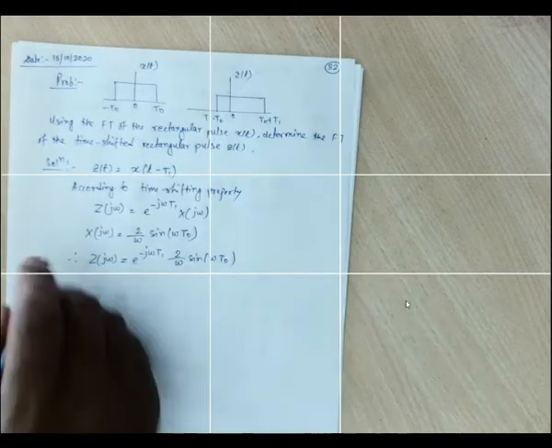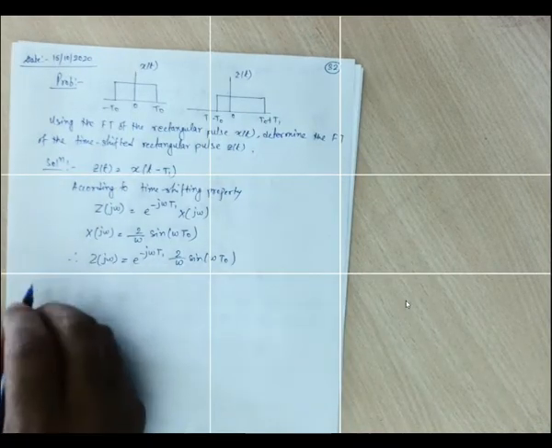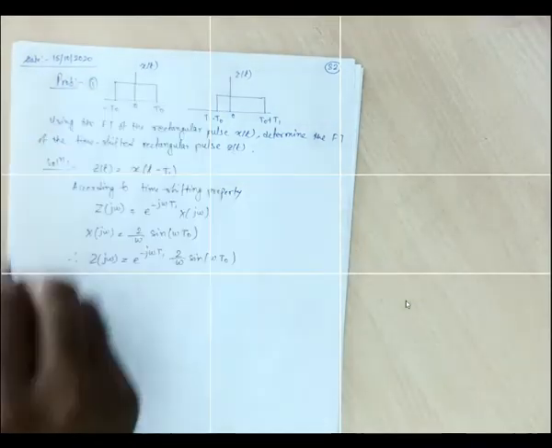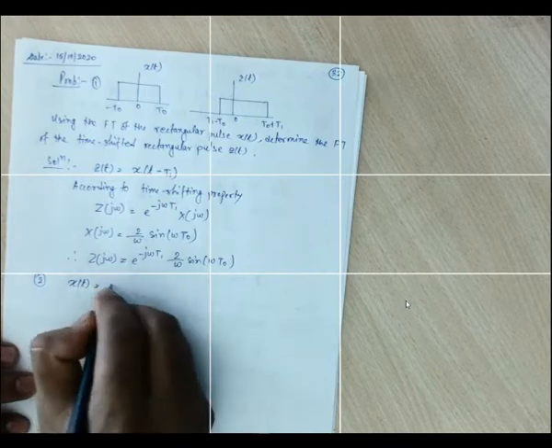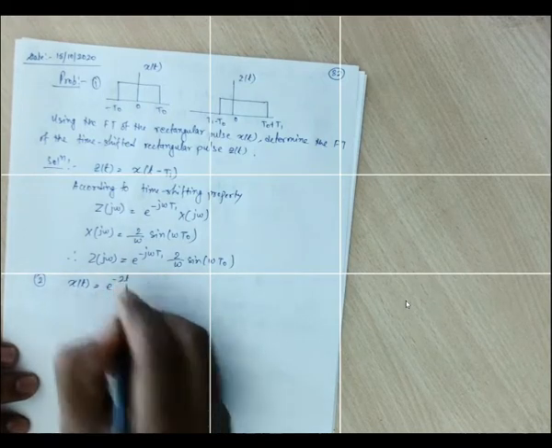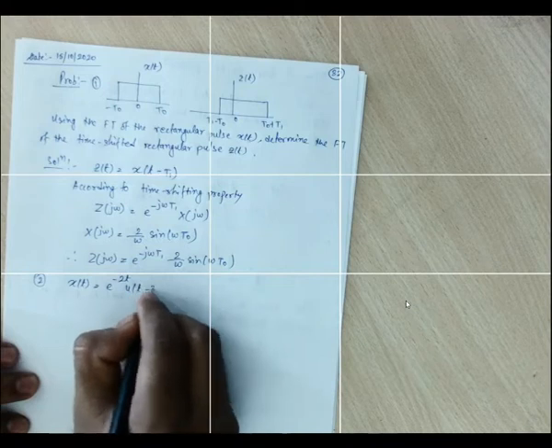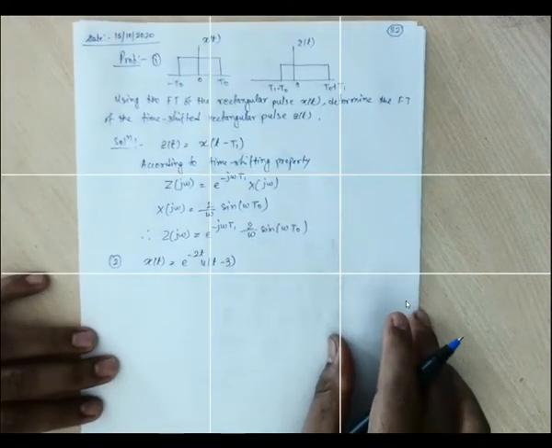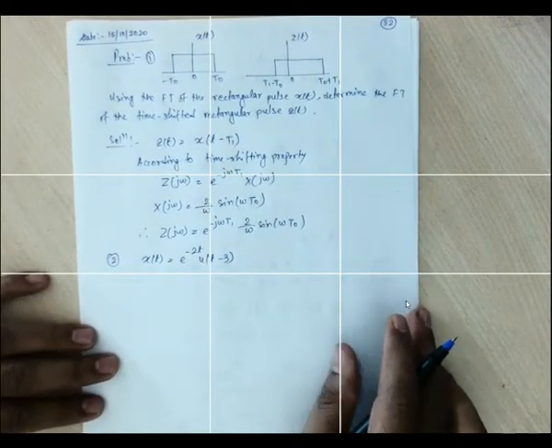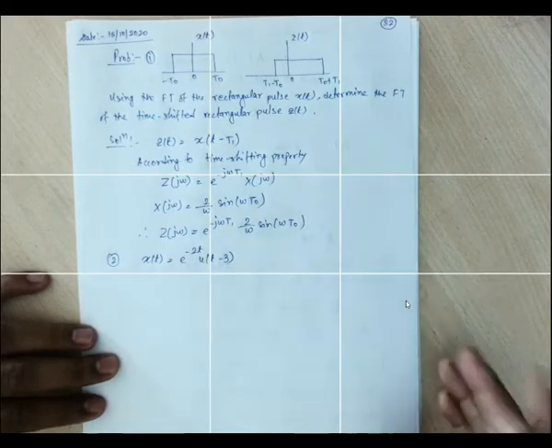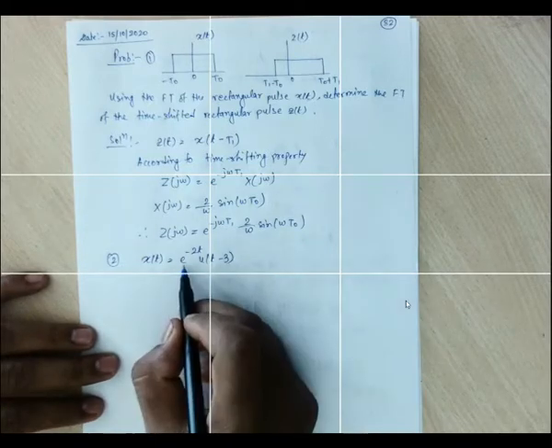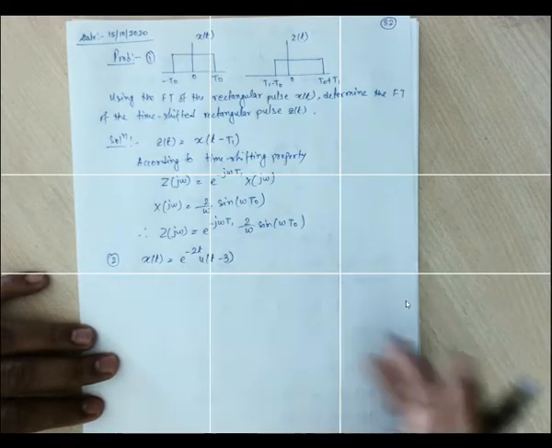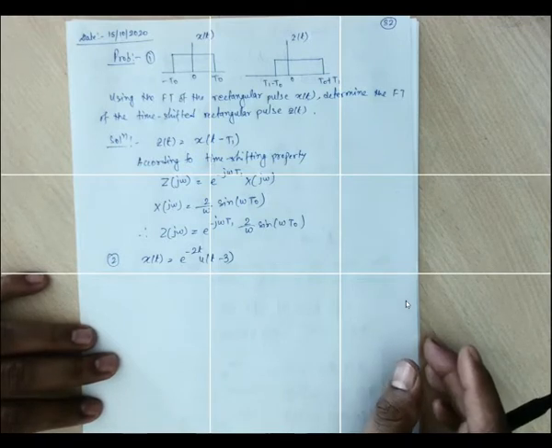Next, another problem. Let's take another problem like this. So x of t is given as e to the power minus 2t u of t minus 3. This is the problem which has been given. So what does it mean? Our signal is starting from t equals 3, right? But this exponential part is showing that it is starting from the origin. So we need to find out the Fourier transform of this signal.